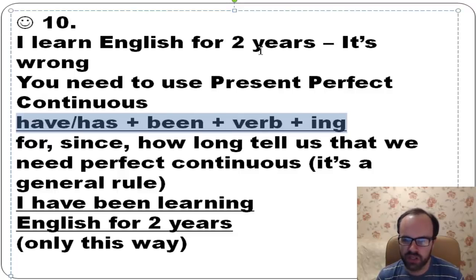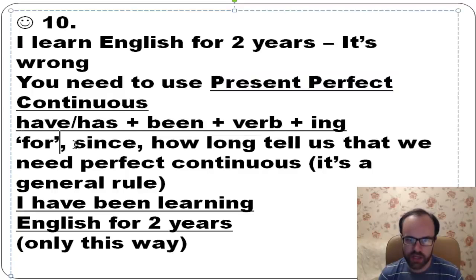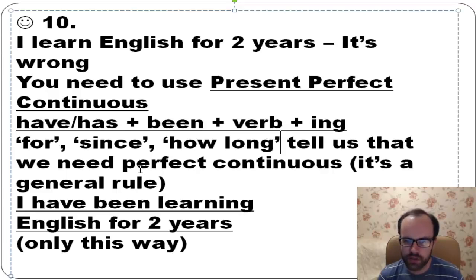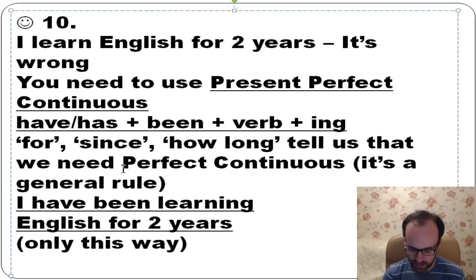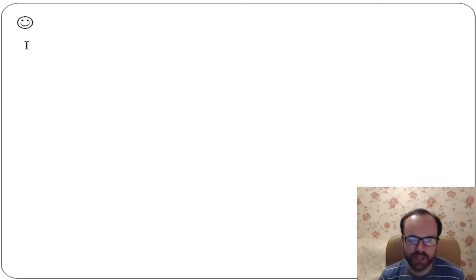So, I learned English for 2 years. It's wrong. You need to use present perfect continuous: have, has plus been plus verb plus ing. So "for," "since," "how long" tell us that we need present perfect continuous. It's a general rule. So I have been learning English for 2 years, only this way. Good.